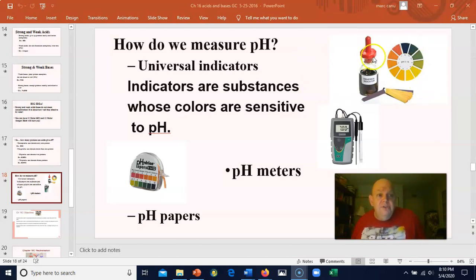Over here, this is the universal indicator. And this one, depending on whether you put the acid or base, is going to go through the colors of the rainbow. It's so cool. But I actually have a couple of videos where I get to mess around with it, and I set it to music, too.